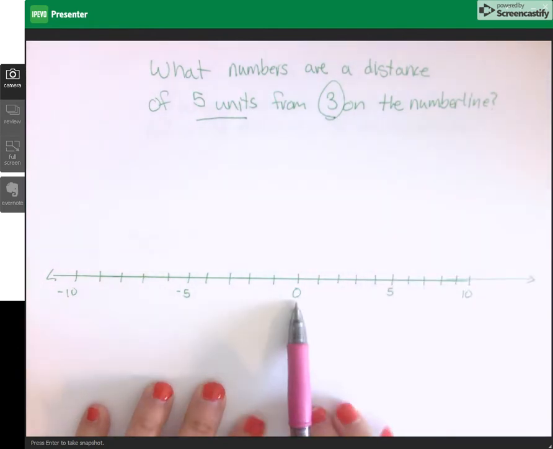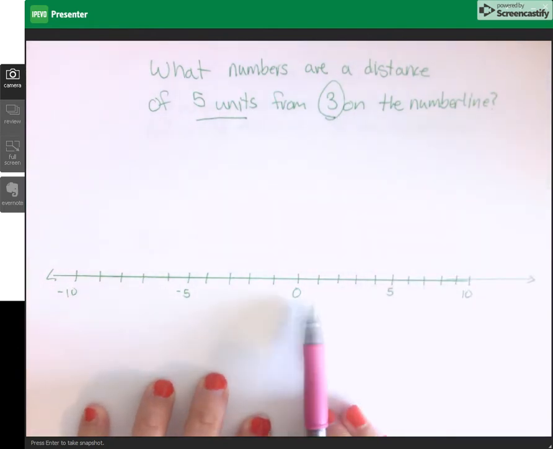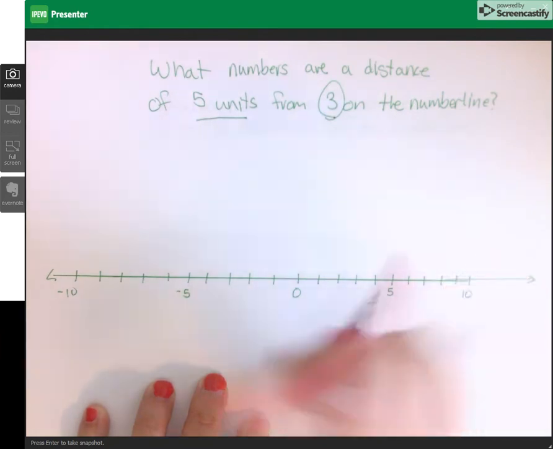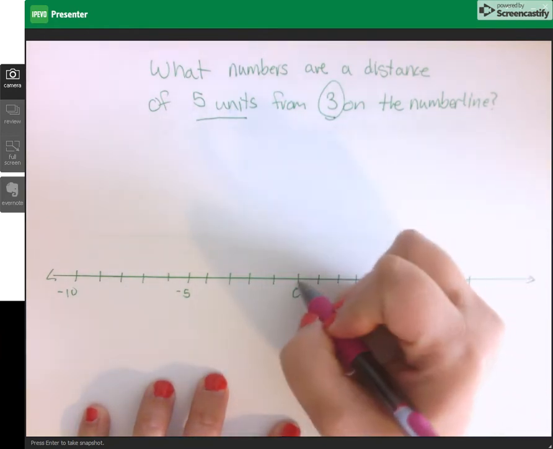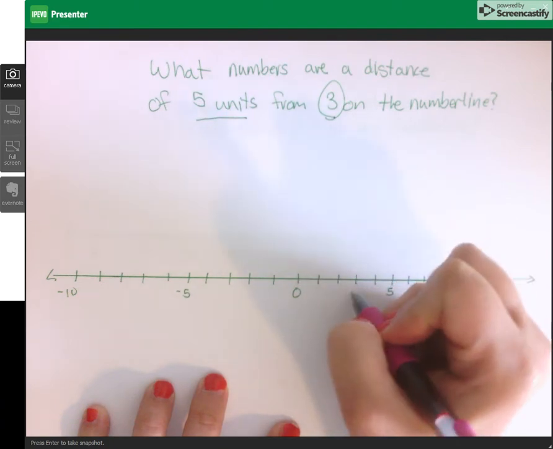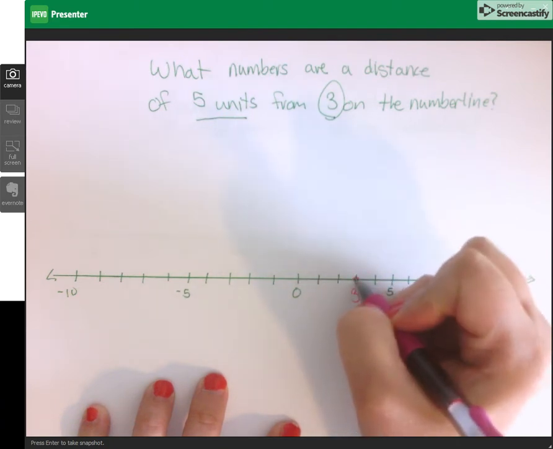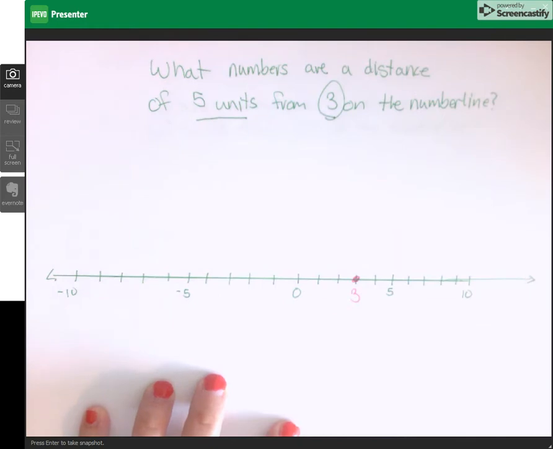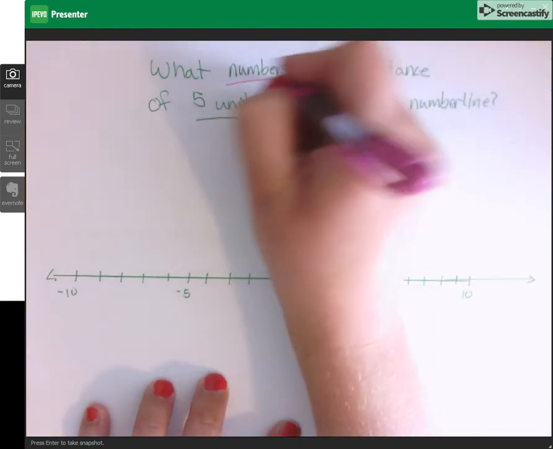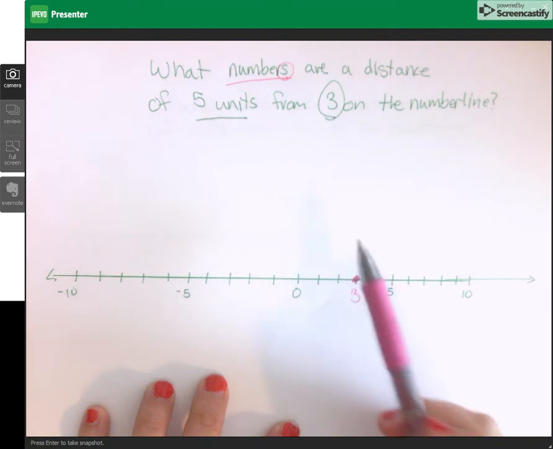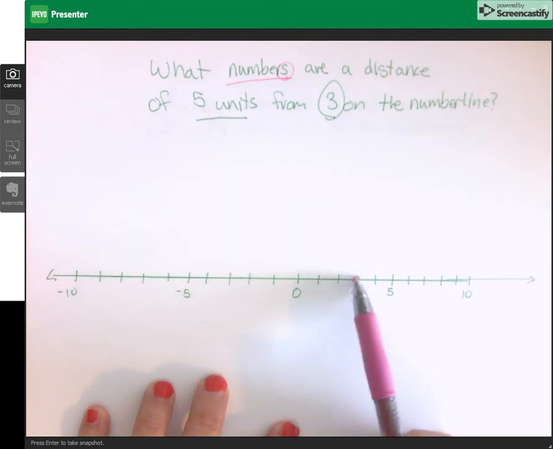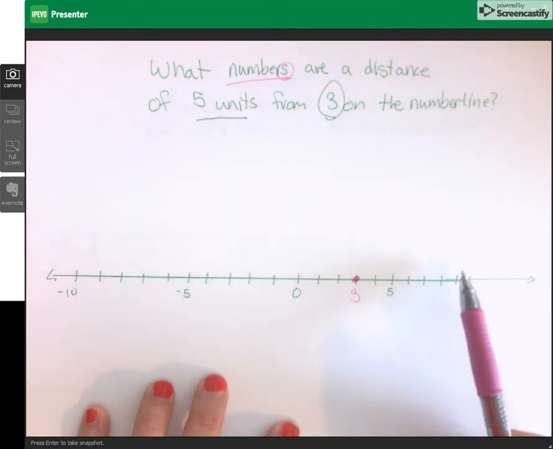So I'm going to come here. I've already got it labeled. We've got 0, and each tick mark here represents 1 whole unit. So 3 is from 0, we go 1, 2, 3. Here is 3. So we're starting at 3, and we want to know 5 units from 3. Now notice it says what numbers, okay? We're looking for 2 numbers. So we're going to go to the left and we're going to go to the right of 3.